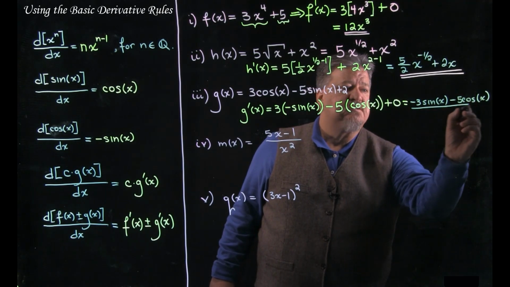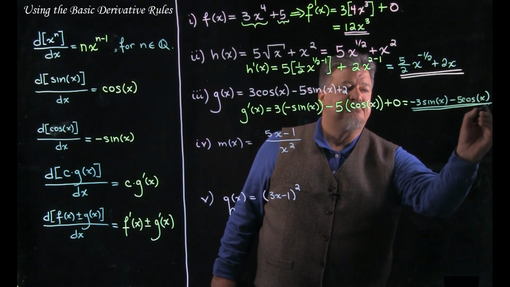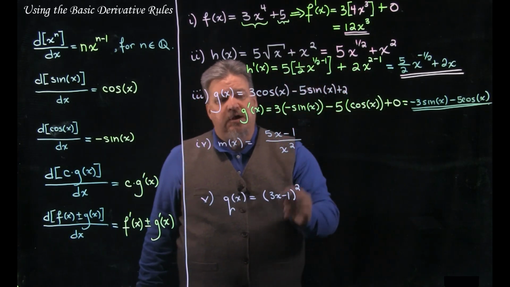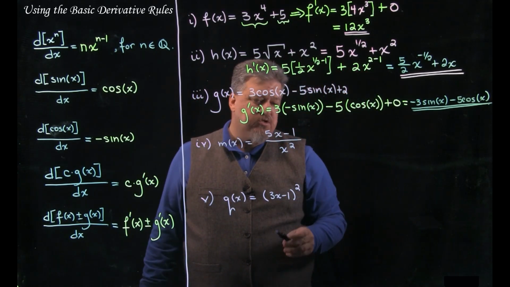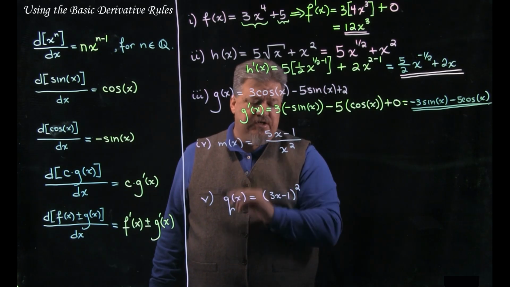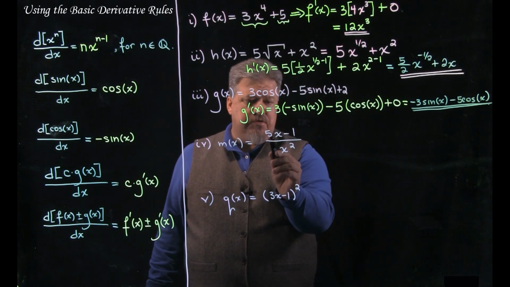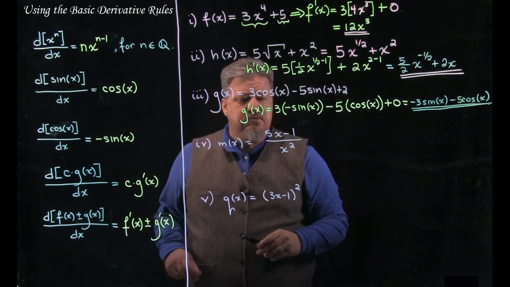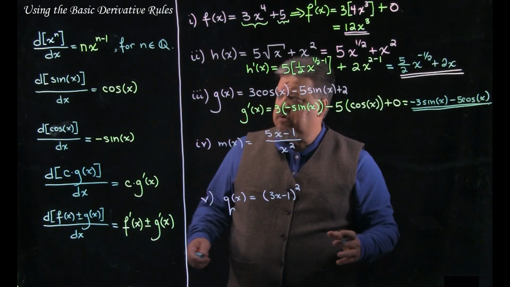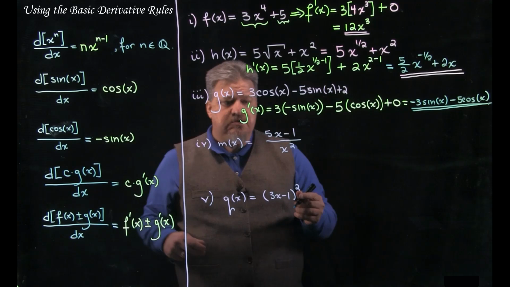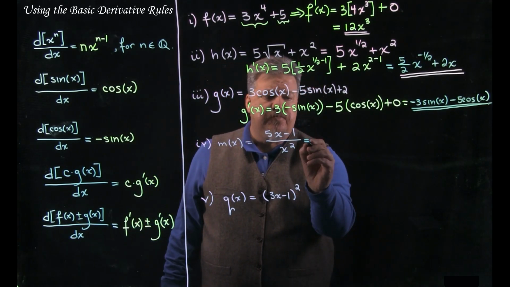And that's the answer to that derivative problem. Okay. Now, later in the course, we'll have a quotient rule. So here we have a rational function, but it's the quotient or the ratio of 5x minus 1 to x squared. There's no rule here to handle this, but we can do this problem by doing algebra.